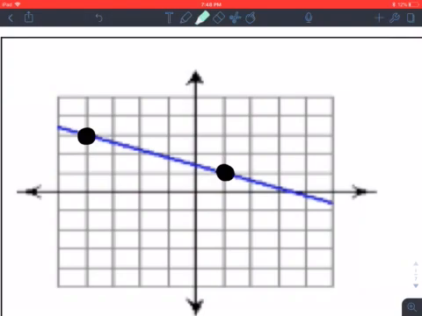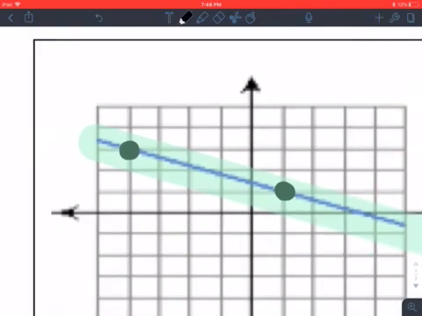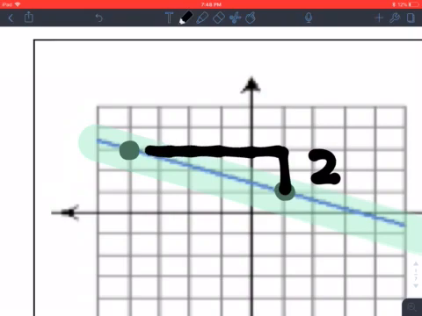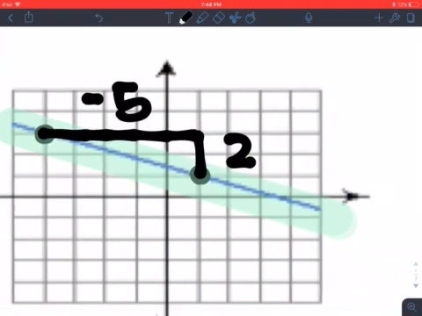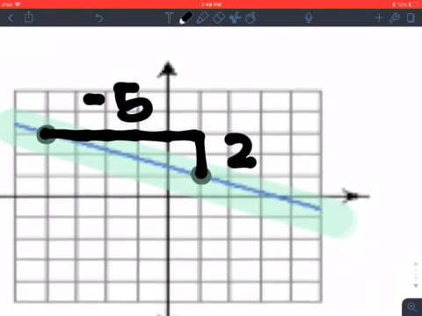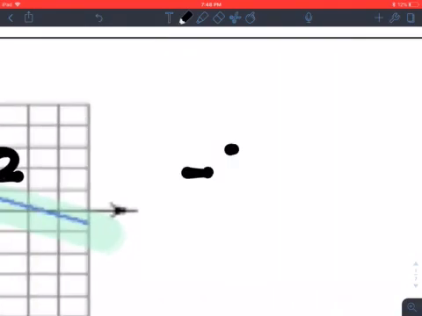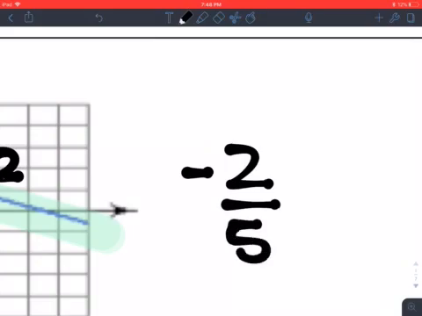But the first thing I want you to notice is what type of slope is that? And that's a negative slope because it's falling from left to right. Okay, so I know that my answer should ultimately be negative. So I'm going to rise up 2, but then I'm going to run to the left 1, 2, 3, 4, 5. So because I had to go to the left, all right, my run is negative. And so for your final answer, your slope is negative 2 over 5.